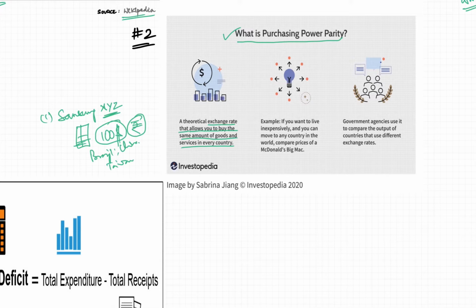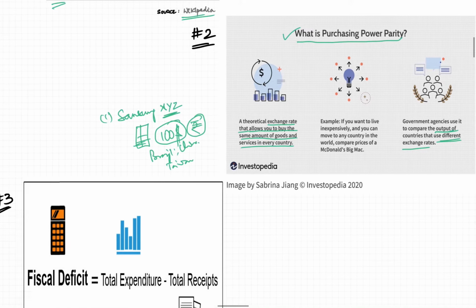Now, why is it necessary? Government agencies use it to compare the output of countries that use different exchange rates. Now, how do you measure the output of the countries that are using different exchange rates? Are they using a fixed exchange rate mechanism or a floating exchange rate mechanism? That we'll study later. So to compare the output of the countries that use different exchange rates, we take the help of purchasing power parity.